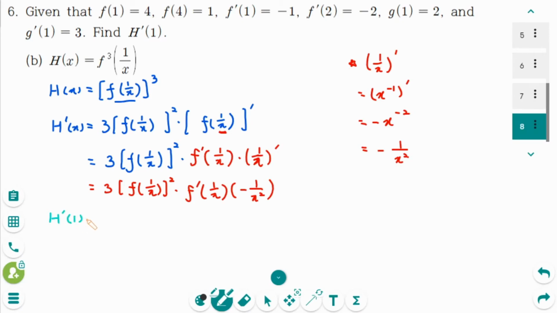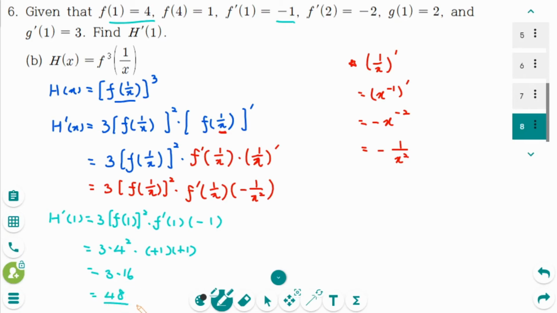h prime of 1 equals 3 times f of 1 over 1, which is 1 squared, times f prime of 1 over 1, which is 1, times minus 1 over 1 squared, which is 1, equals 3 times f of 1 equals 4. So 4 squared times f prime of 1 equals minus 1 times minus 1. Make positive. Then 3 times 16, which is 48. This is the final answer.